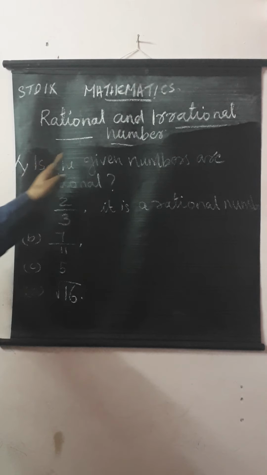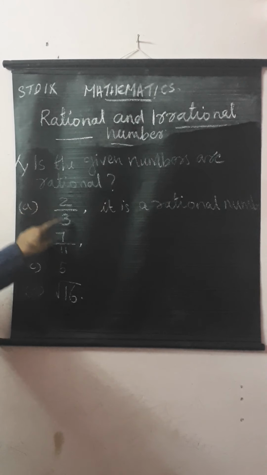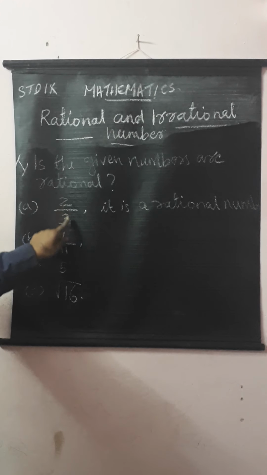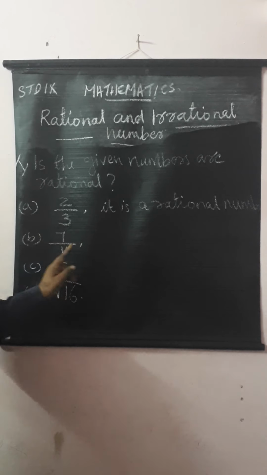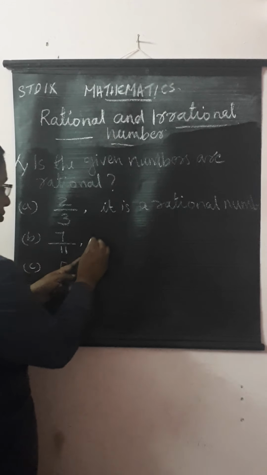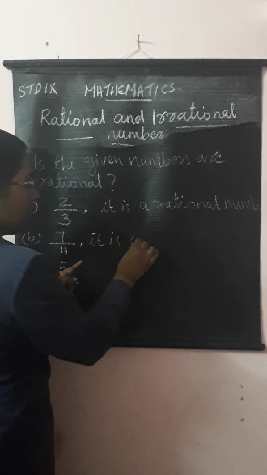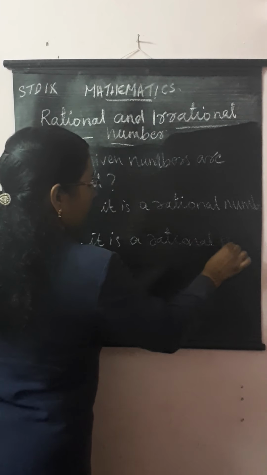Check whether these given numbers are rational or irrational. Okay, first one, 2 by 3. Usually you know 2 by 3 is a rational number. We already illustrated it in our examples. Okay, 7 by 11. What about 7 by 11? It is also a rational number.